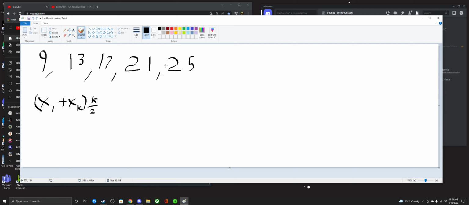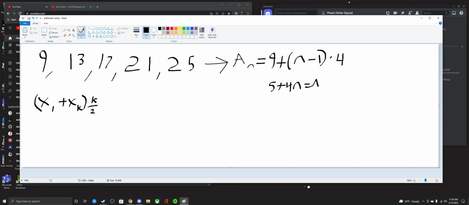The first thing I want to do is make a general formula for this so that I can put it into summation notation. So the first term, I'll just write it down as a, and a_n equals 9, that's our first term, plus n minus 1 times our common difference, which is just 4. Simplifying this out, we get 5 plus 4n equals a_n. So here we have the general term for the arithmetic series.